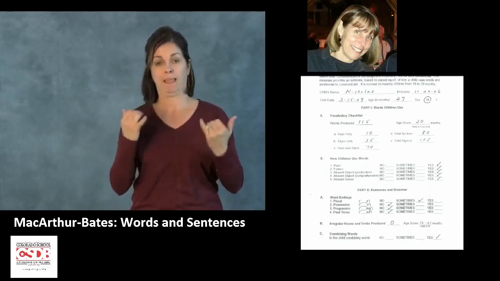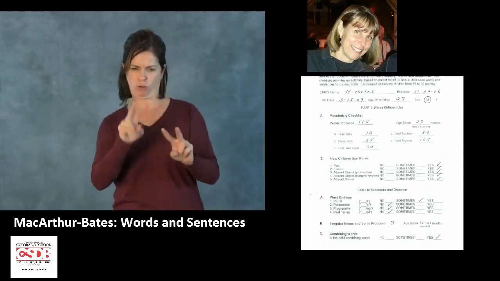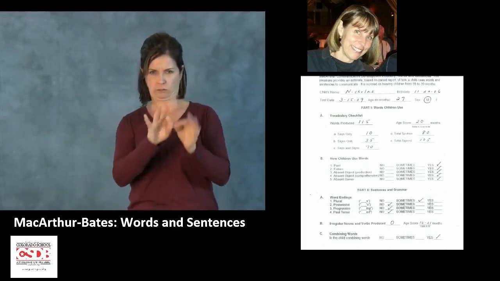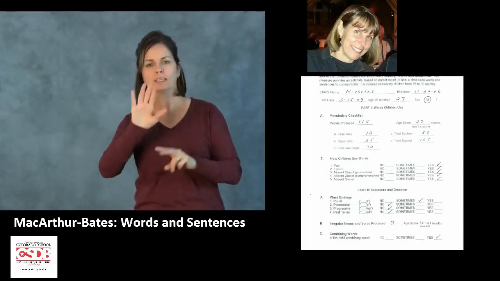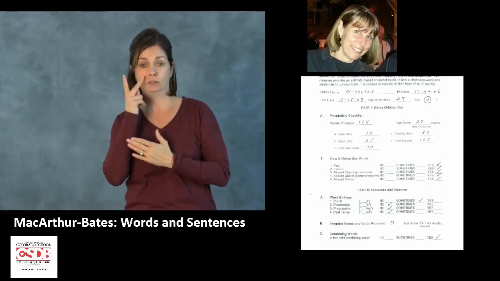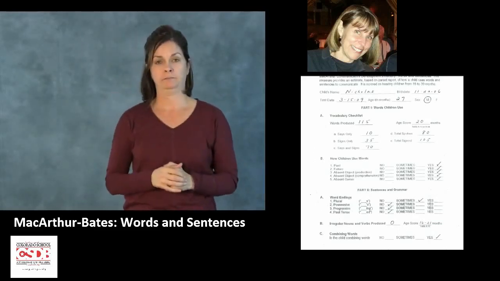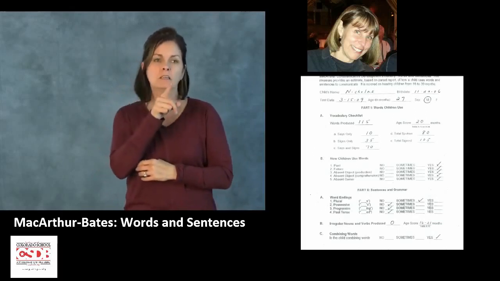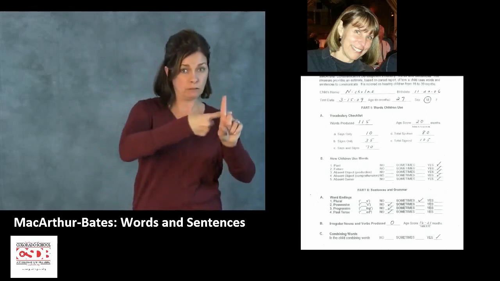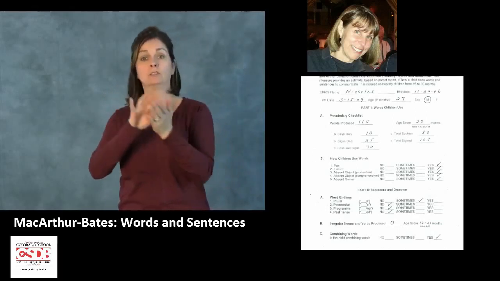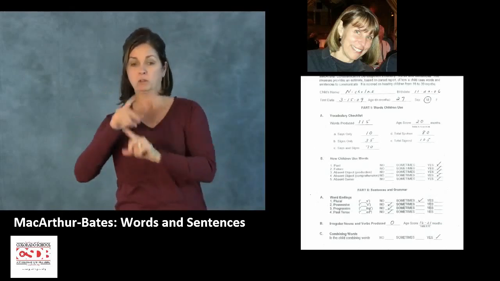So if we take a look at Nicholas and try to interpret his results, let's first look at just his age score to see if he's on track. Nicholas is actually 27 months. His vocabulary score is similar to that of a 20-month-old. So we see that he is delayed in terms of his expressive vocabulary.